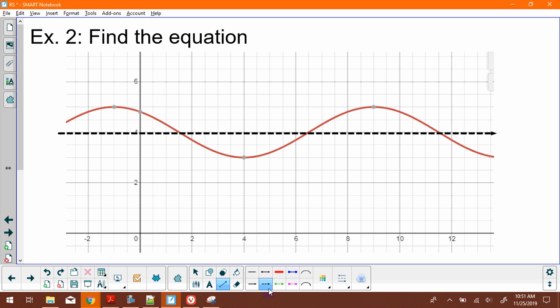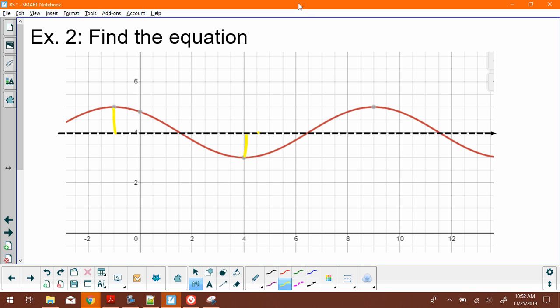For my amplitude then, the amplitude is the height of the curve. Going from the center line, it peaks here and troughs here. So it appears that my amplitude is going to be 1 unit, because it's going up to 5 and down to 3.